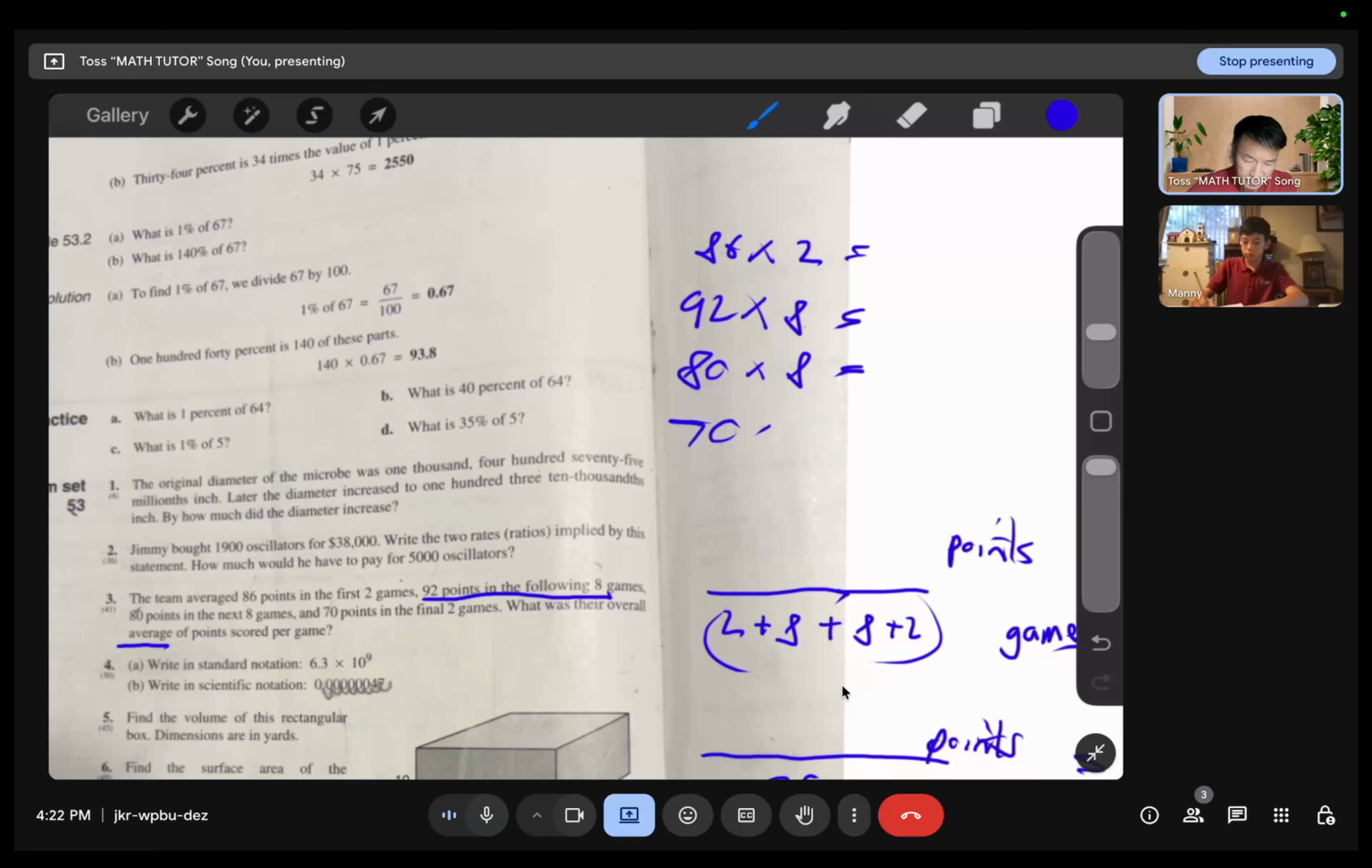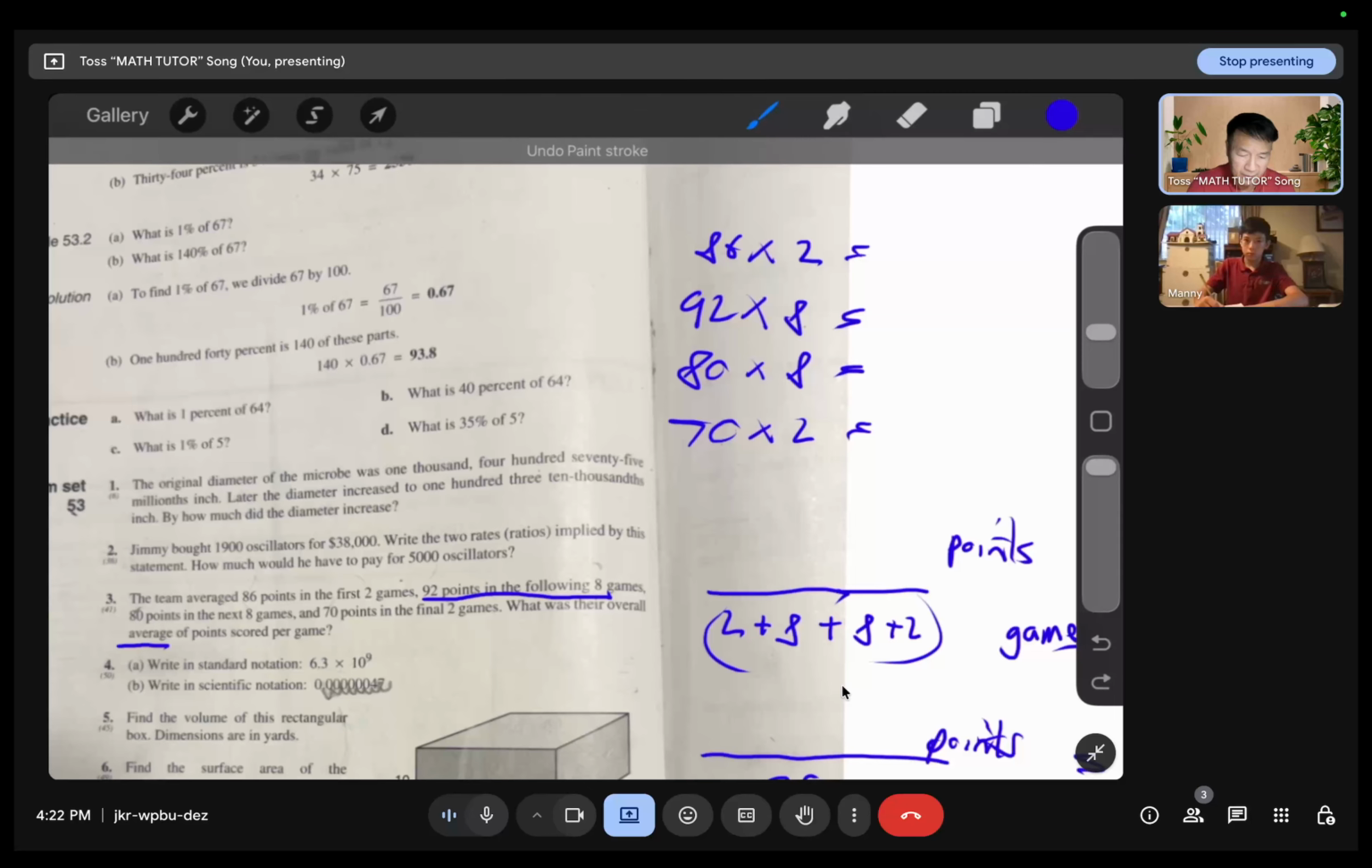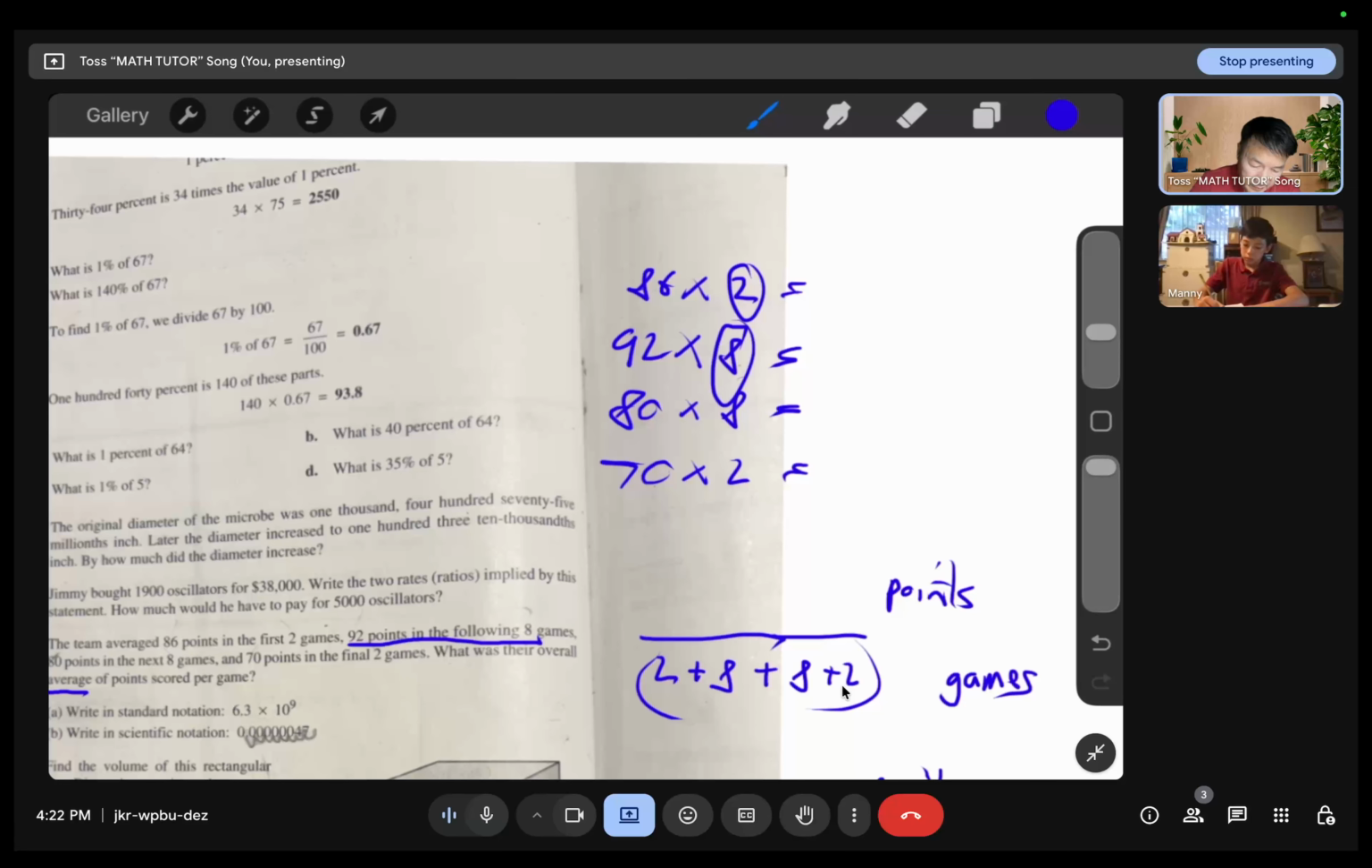70 times 2. Okay, can I ask, does this make sense to you? Is this okay? You're getting this, right? Obviously, you don't have enough. If you just add these 4 just like that, it's not enough. They want 20 of these. How do I know? There's 20 of them right here. You multiply them, you get the 20 scores.